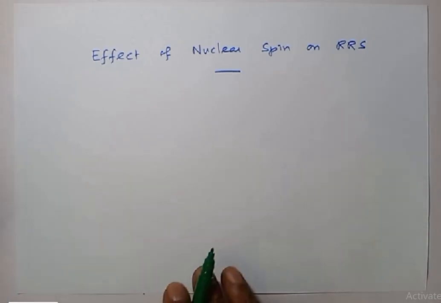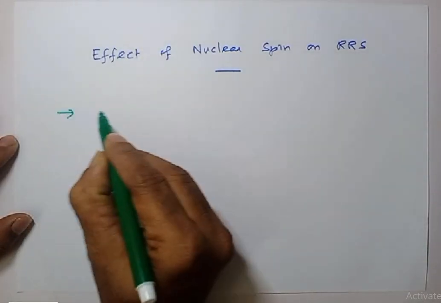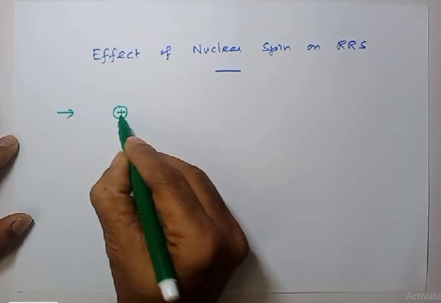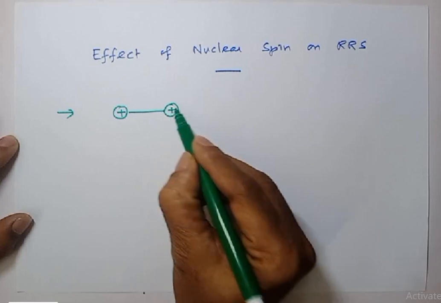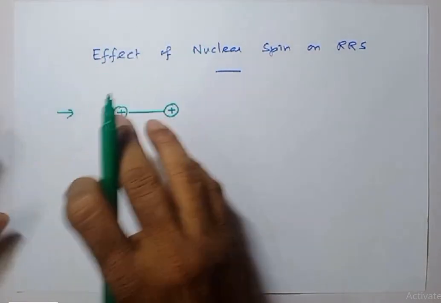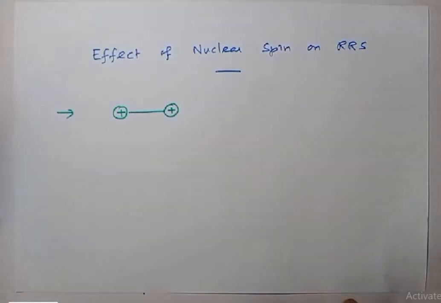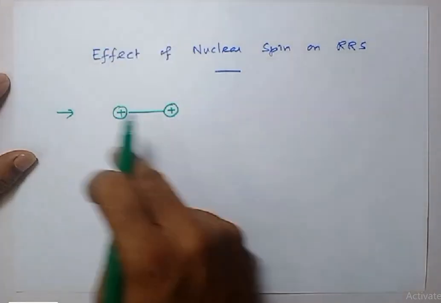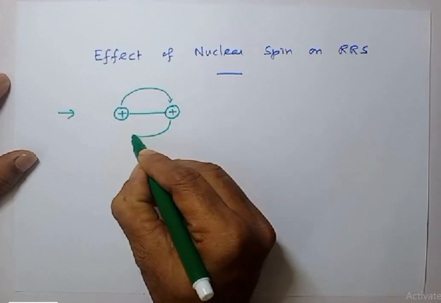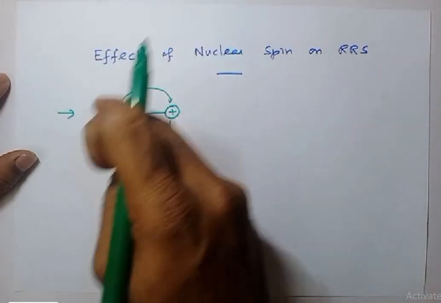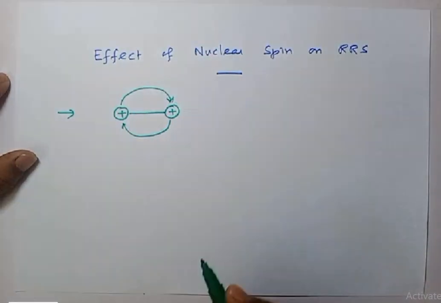When a molecule undergoes rotation, suppose I have a diatomic molecule, this is the nucleus of one atom, this is the bond, and this is the nucleus of another atom. Don't worry about the electronic arrangement. I am just showing you the nuclei and the bond. When the molecule undergoes rotation, this nucleus comes here and this nucleus goes here, correct? They continuously exchange positions during rotation, right?